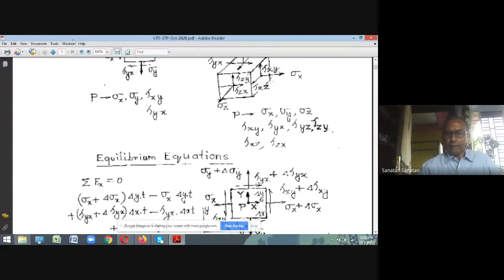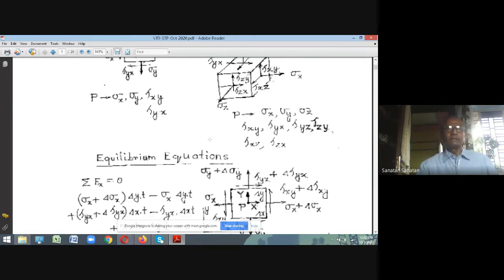So in this case you have 9 components of stress, but because tau xy is equal to tau yx, tau yz is equal to tau zy, and tau xz is equal to tau zx, finally you have 3 normal stresses, sigma x, sigma y, sigma z, and 3 shear stresses, tau xy, tau yz, and tau zx. So these are the 6 stresses acting at a point, and each of them is a function of coordinates x, y, z.